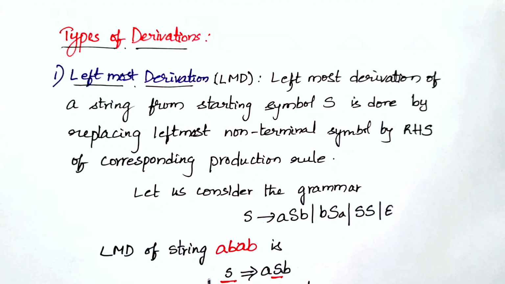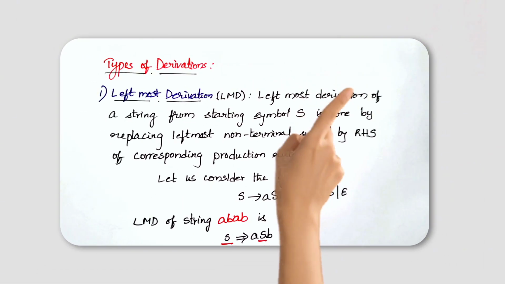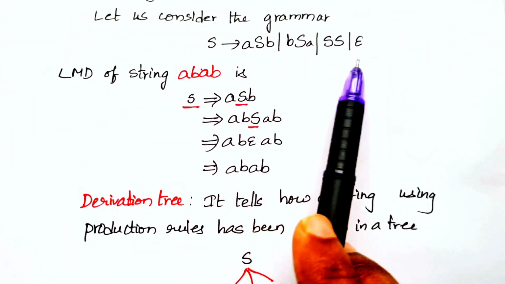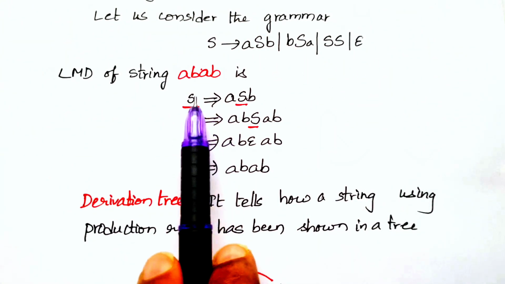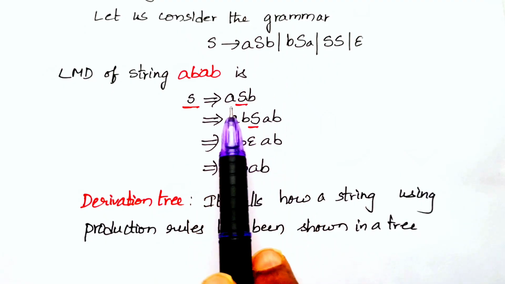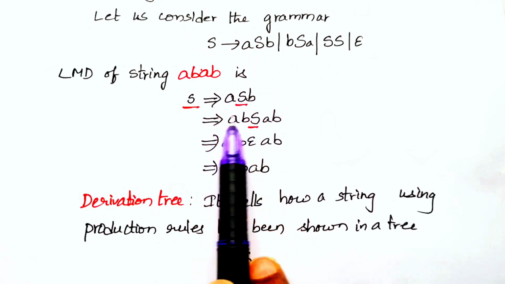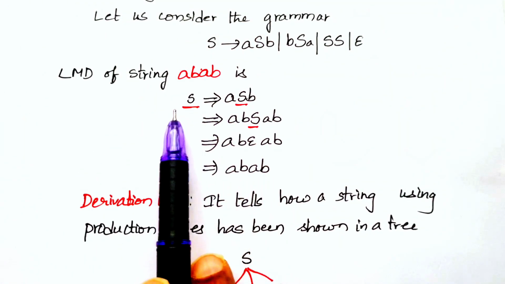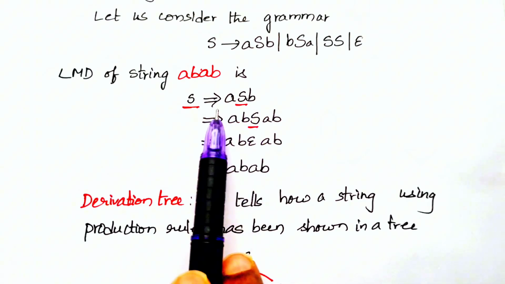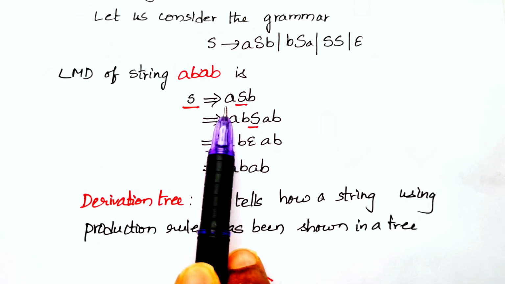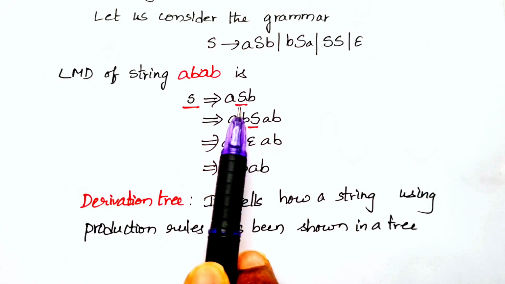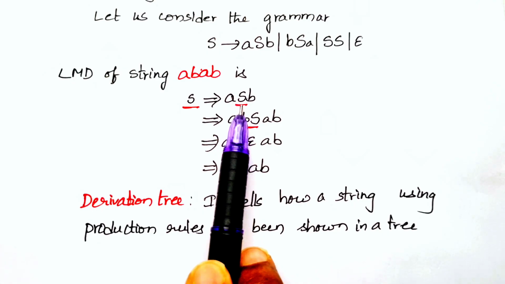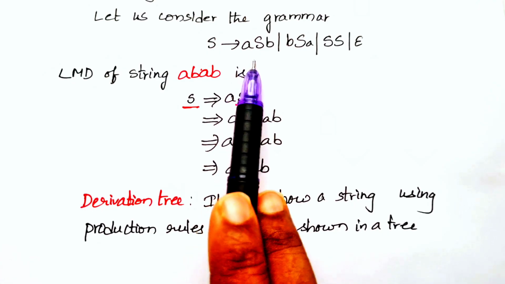Now let us derive this string ABAB using this grammar. We will start from this start symbol, and then you can choose any one of these productions. I am going for S goes to ASB. When I am considering ASB, as it is leftmost derivation, you have to see from the left side. When you are searching from the left side in the step, what is the first symbol you are encountering? A. It is a terminal. Next, S. What is the first non-terminal we are encountering from the left side? It is this S. Now you can replace this S in this step by any one of these productions.